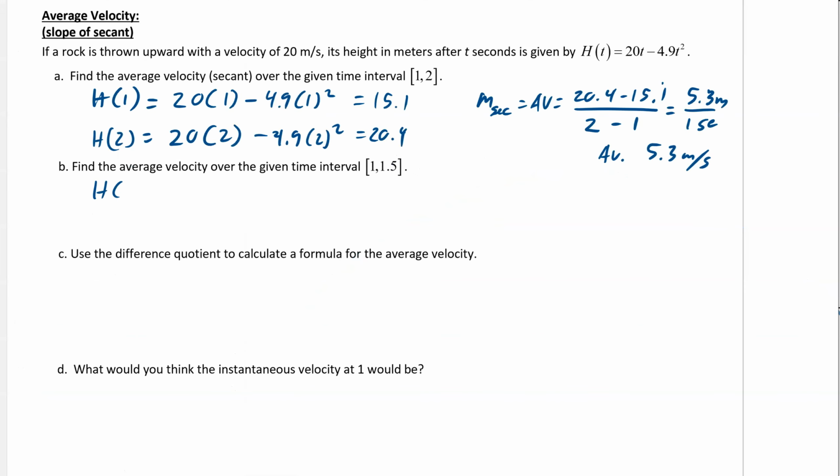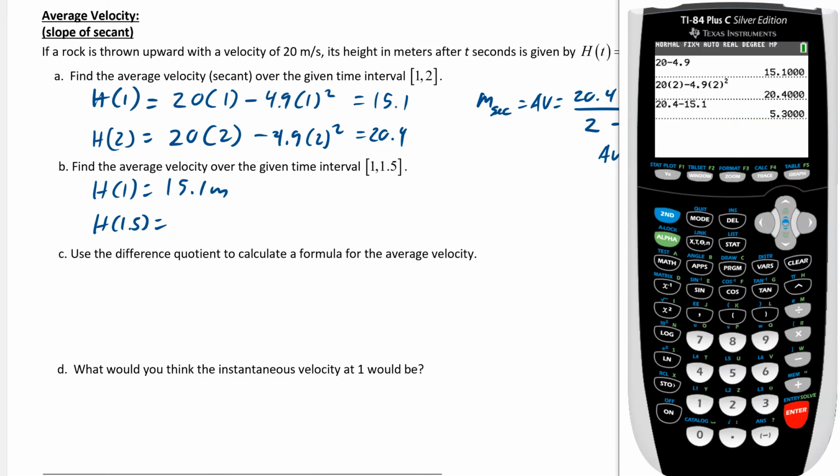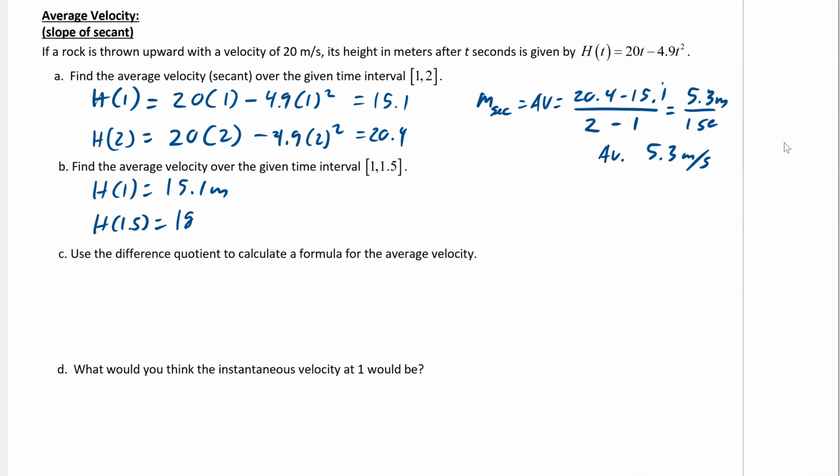We already know h of 1 is 15.1 meters. Now we'll find h of 1.5, the same way in our calculator. So it's 20 times 1.5 minus 4.9 times 1.5 squared. And that gives us a height of 18.975, just like in the picture.